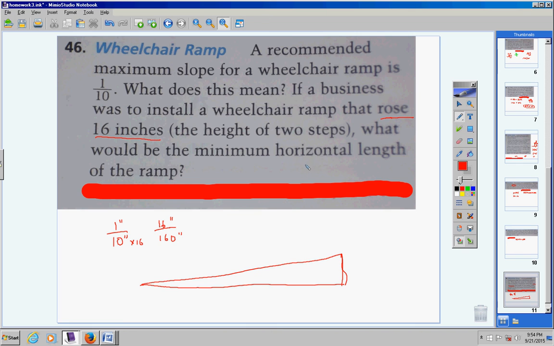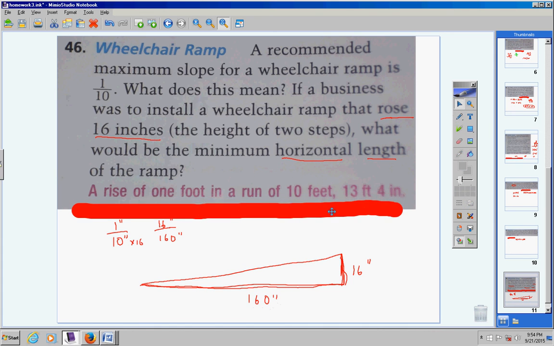Now listen, when you hear length of the ramp, you're thinking of this diagonal line right here. But it says, what is the minimum horizontal length? So if you're rising right here 16 inches, then the horizontal length right here must be 160 inches. Now the problem is that doesn't seem to match the answer, but it actually does. Their answer is 13 feet 4 inches. So convert this to feet and you'll be fine.